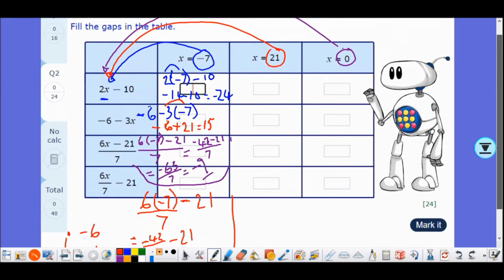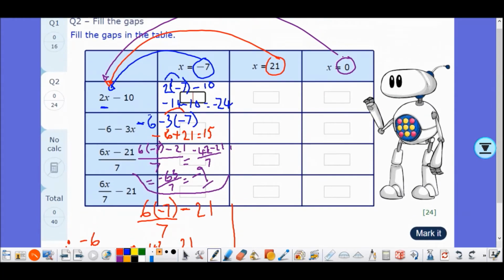Okay, right, substituting 21 this time. So we've got 2 times 21 minus 10, 42, take away 10, gives me 32.